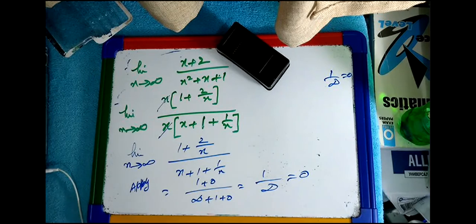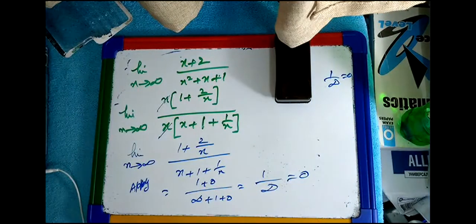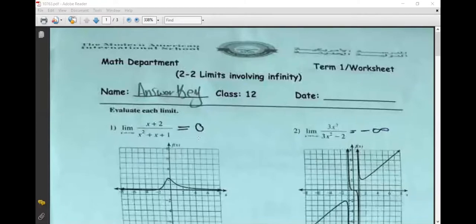Wait, sir, where did the 1 go? Isn't it 1 over infinity plus 1? If you add 1 to a very big number, it will be infinite. Ah, true. Got it? That makes sense? Okay. Now look at your sheet. So the first answer is 0, right? Yeah. So like that you will apply. The main thing is how you will apply it to get the finite answer.